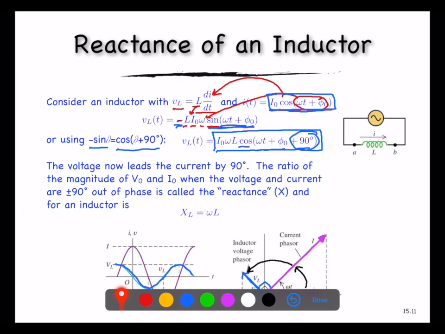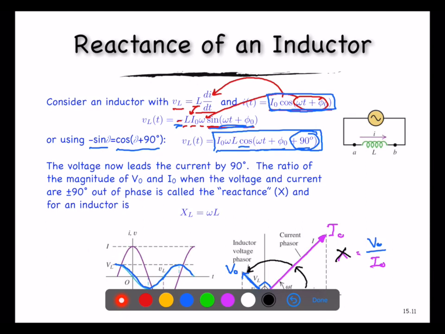If we do this, we can write the ratio of the length of these two phasors. So the magenta phasor has a length of I naught, the blue phasor has a length of V naught, and the ratio of those two things, V naught over I naught, we were calling that resistance when the phasors were in phase, and now we'll call it something more general. We'll call that the reactance. So the reactance is the ratio of voltage to current phasors when they're not in phase.